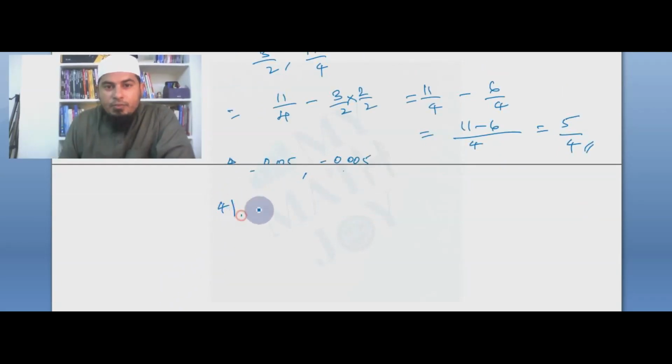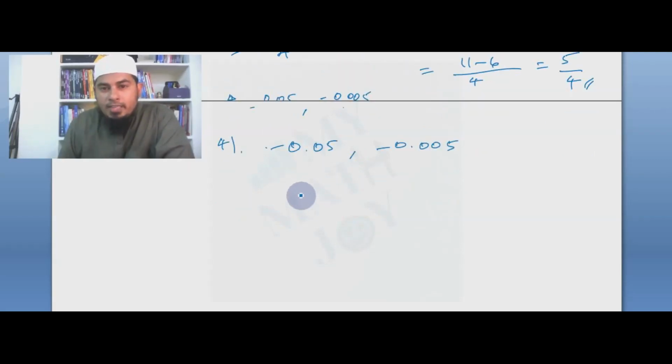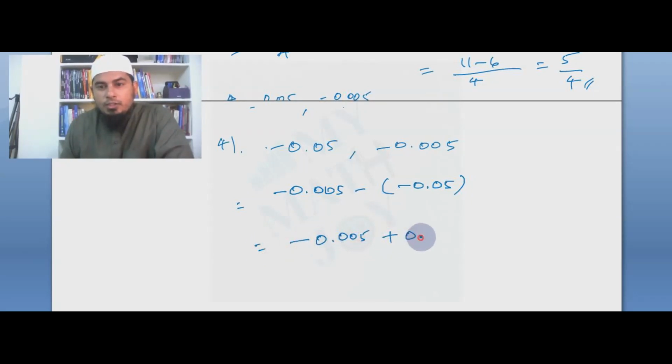I repeat the question here. I got 0.05 comma minus 0.005, negative for both. So subtracting the first from the next, what you get here is minus 0.005 minus of minus 0.05. When we do it, minus times minus is plus 0.05.